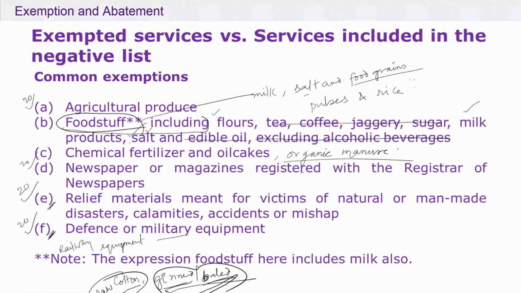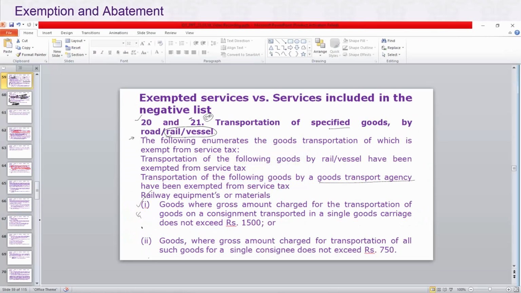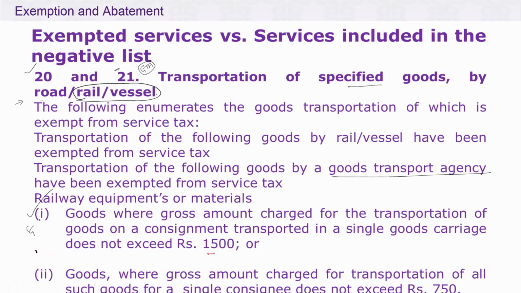So now these are both common to entry number 20 and 21, even for goods transport agent. And specifically, what is specific to goods transport agent? Look at this. Where the gross amount charged, this is relevant for GTA. And single consignee 750 rupees, this is also relevant to GTA. These are specific to GTA, which are not there in entry number 20.